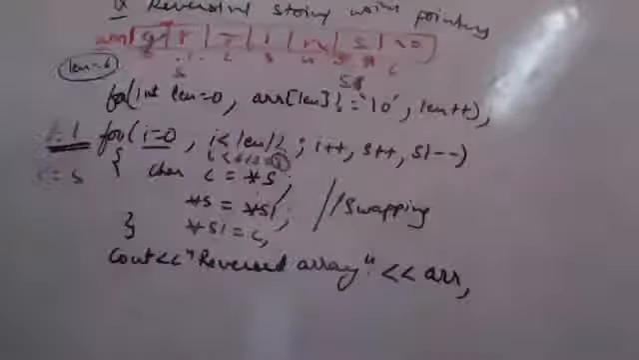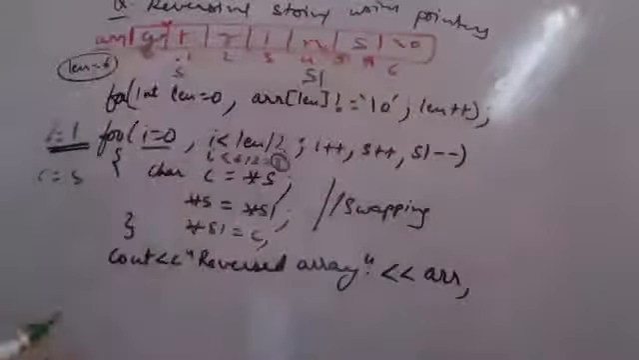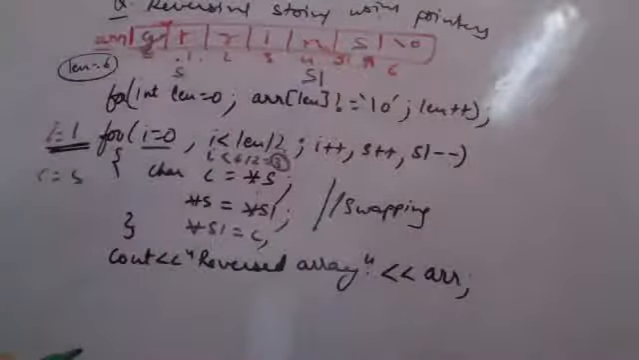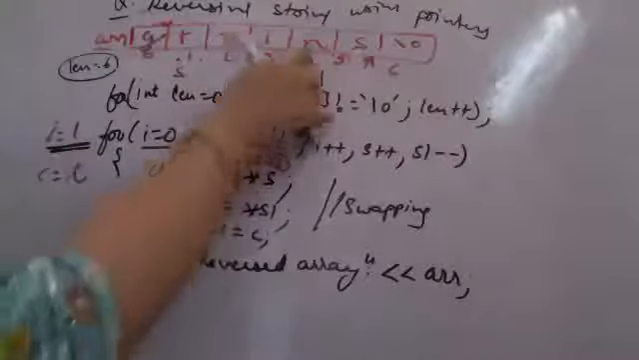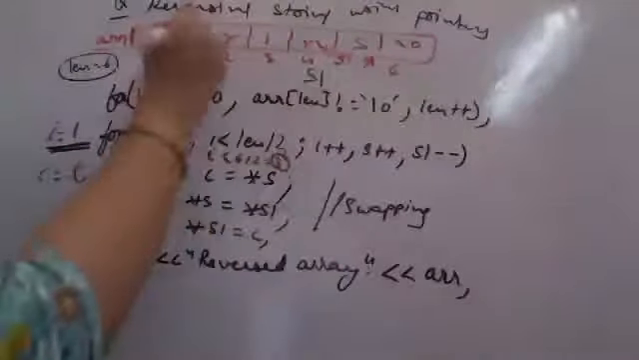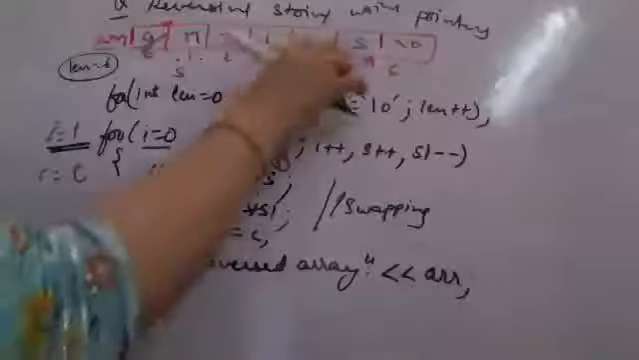Next iteration of the loop. I becomes 1. S is incremented to the next location so that S points to the next element. S1 is decremented to the previous location. So S1 now points to this element, the fourth element. Am I making myself clear? Again, same thing will happen. C is equal to the value at S, which is T. Value at S is replaced by value at S1, which becomes N. Value at S1 is replaced by the value in C, which is T.